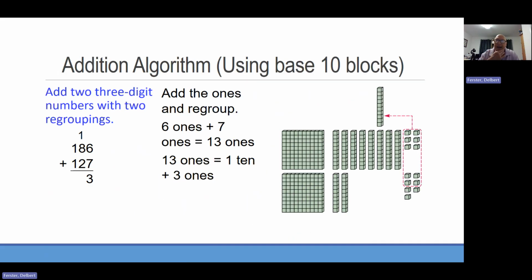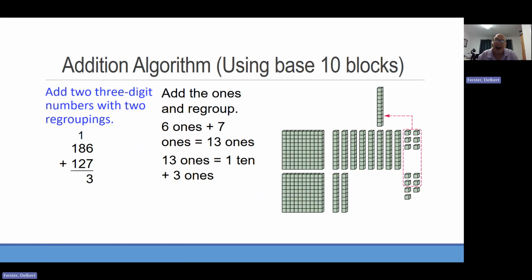All right, so if we're going to add now bigger numbers, so you got 186, and across the top, you've got 1 flat, you've got 8 sticks, and you've got 6 little nubs, and across the bottom, you've got 1 flat, that's 100, and you've got 2 sticks, and you've got 7 little nubs. And your challenge is to say, well, I'm going to add those things together. So you start with the little nubs, and you see we got 6 and 7, that's 13. So holy cow, I can trade 10 of those and get me another stick.